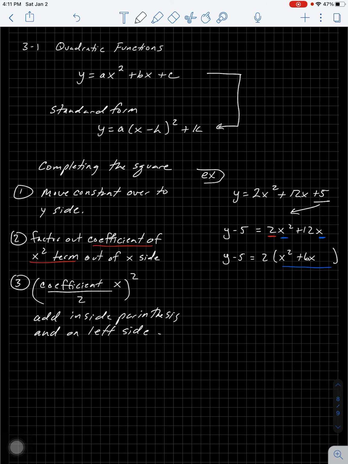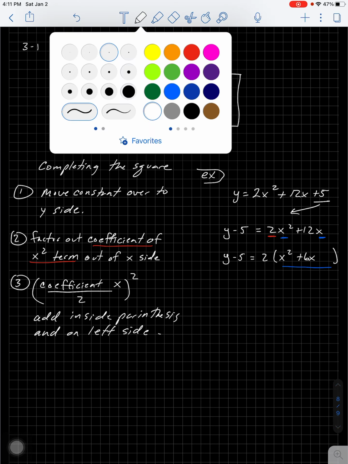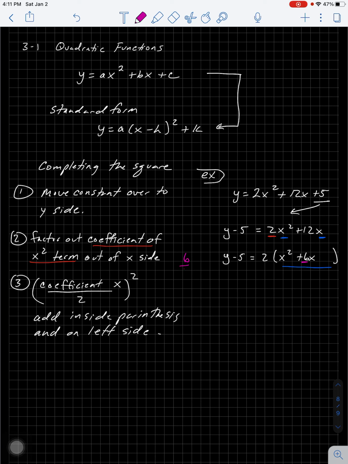Okay, so let's take a look at what that looks like. I'm going to take my coefficient of my x term, which is the 6 here. I take the 6, I divide it by 2, and then I square it. So 6 divided by 2 is 3, squared is 9. And 9 is the number that I'm going to add into these parentheses here.